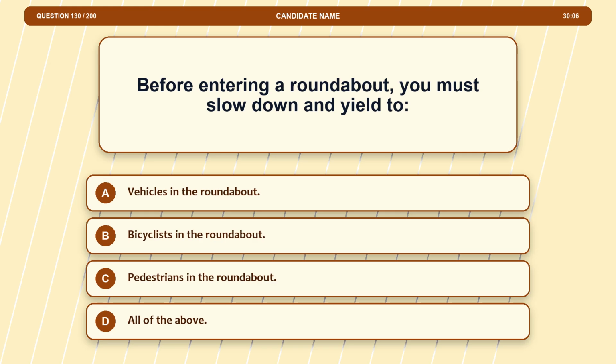Question 130. Before entering a roundabout, you must slow down and yield to: Option A, vehicles in the roundabout. Option B, bicyclists in the roundabout. Option C, pedestrians in the roundabout. Option D, all of the above.